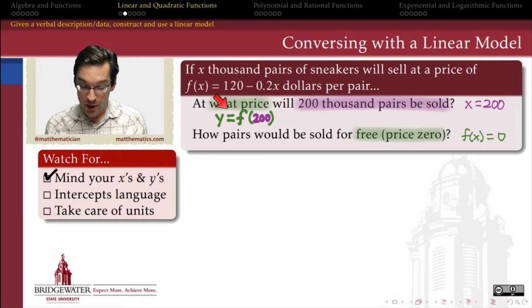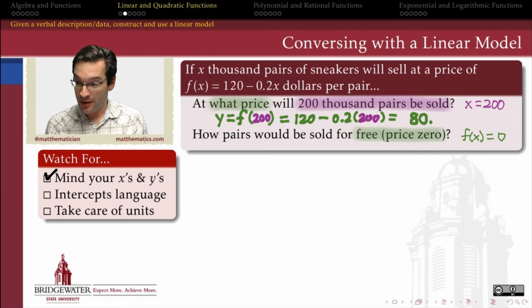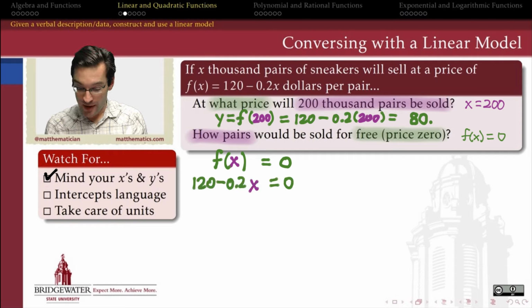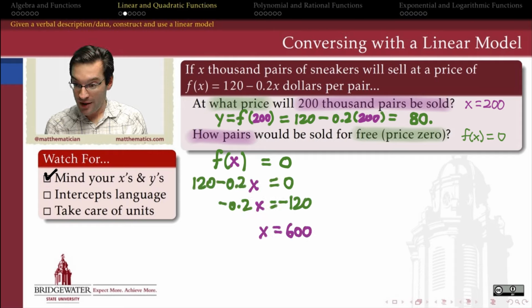For instance, if I want to know at what price 200,000 pairs are going to be sold, I'm saying x is equal to 200 and asking for y, which I can find by evaluating f of 200 and finding out that's equal to 80. Conversely, if I want to know how many pairs are going to be sold if the price was 0, then I'm specifying a value for y and asking what's the value for x. And so that requires me to solve the equation f of x is equal to 0. And that just requires a little bit of algebra to get that x by itself. I find out x is equal to 600.